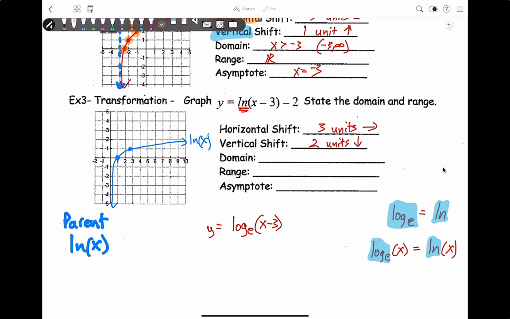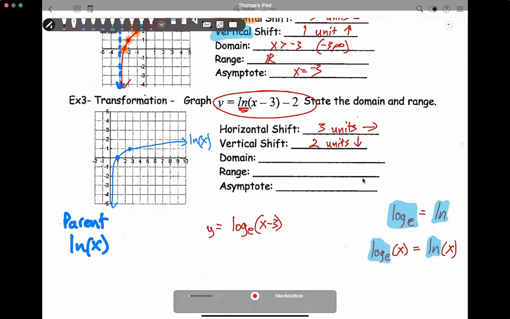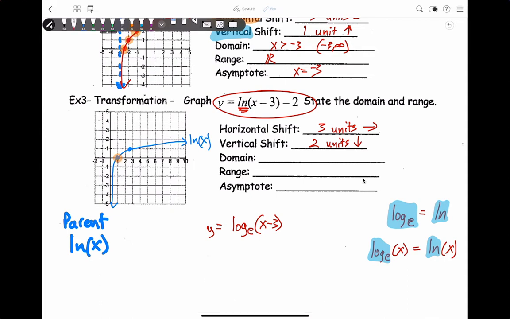So now in red, we're doing this. Everything got shifted 3 to the right and 2 down. So let me go ahead and move point by point. This one got 3 to the right, so 1, 2, 3, and 2 down. That one went here.